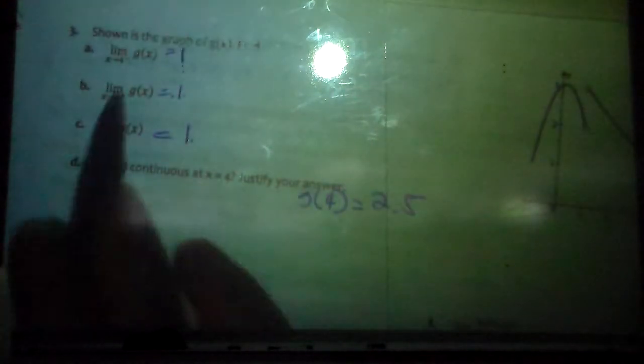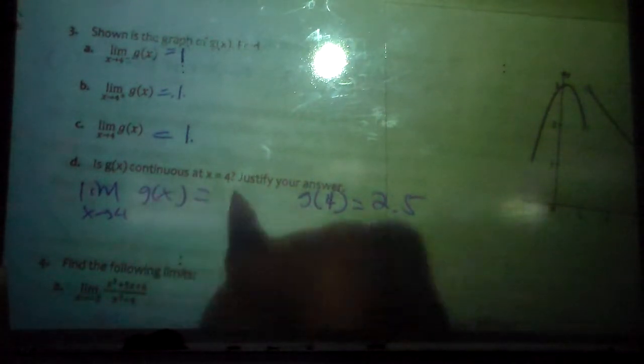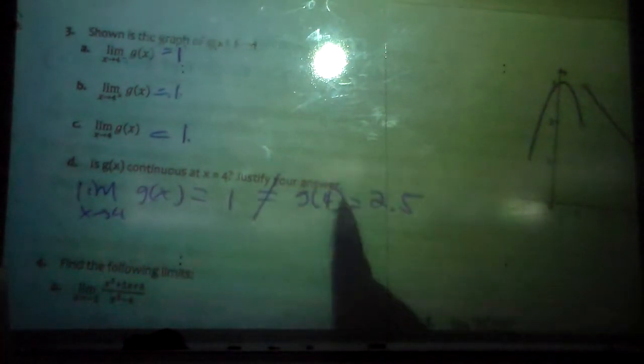Now continuity. g of 4 is the function value. It looks like 2.5 to me. So because my limit as x approaches 4 of g of x is equal to 1, and that does not equal the function value, then no, it is not continuous because of that reason.